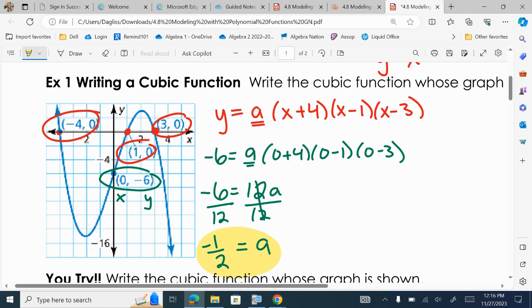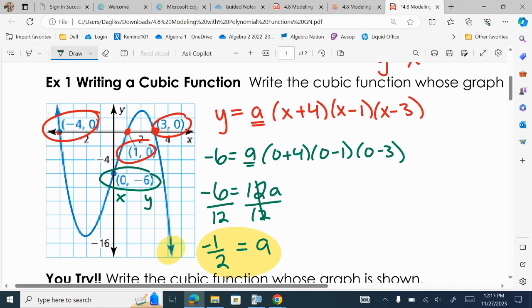A is your leading coefficient, right? Would it make sense that my leading coefficient is a negative number? How do you know that? Because it's going down. It ends in the negative direction. So make your math make sense. Everything we learned about, it all comes together. It makes sense that I have an a value, a leading coefficient that's a negative number.